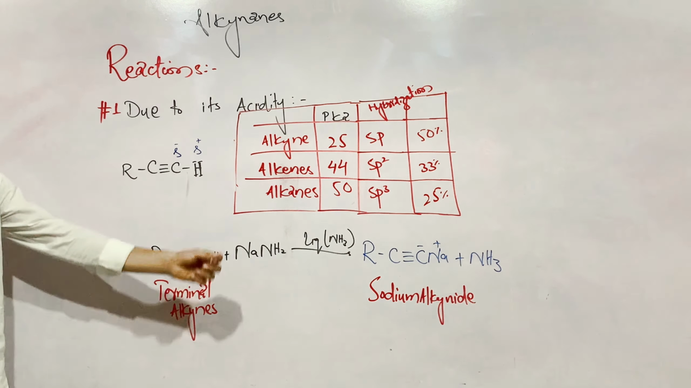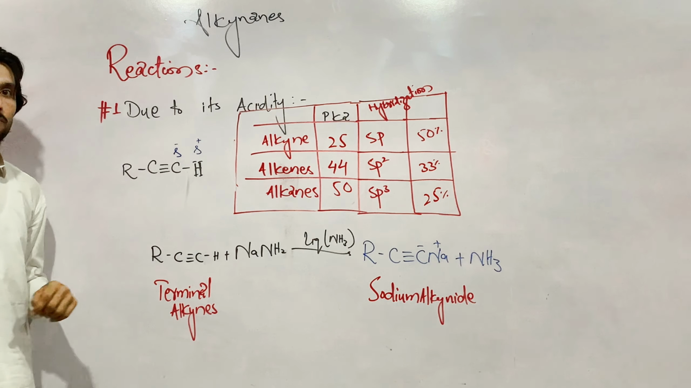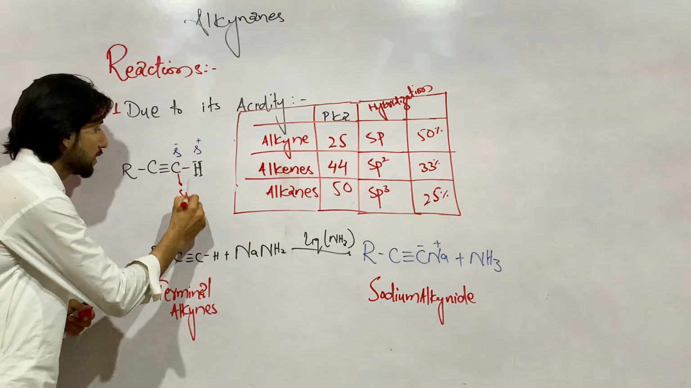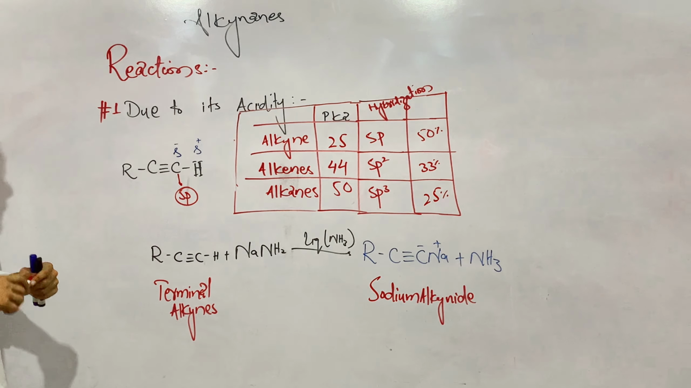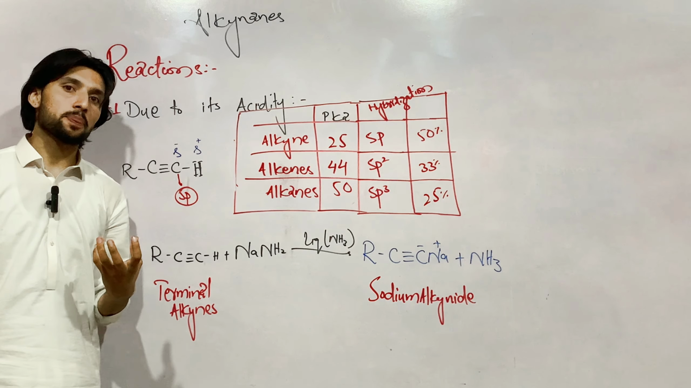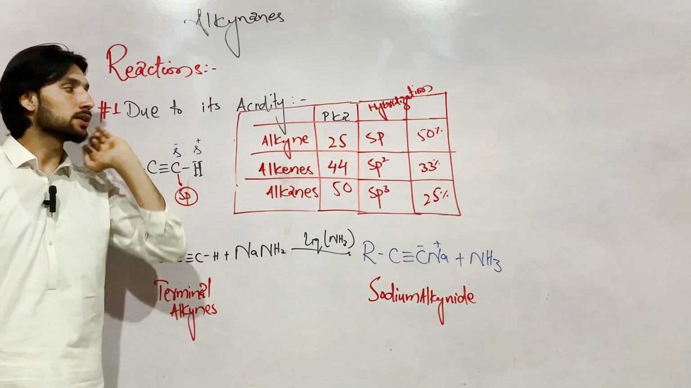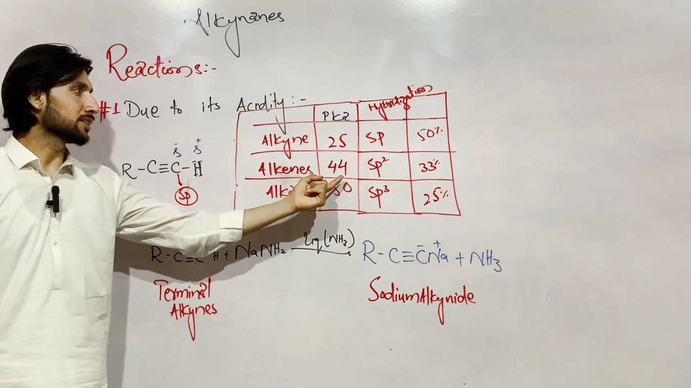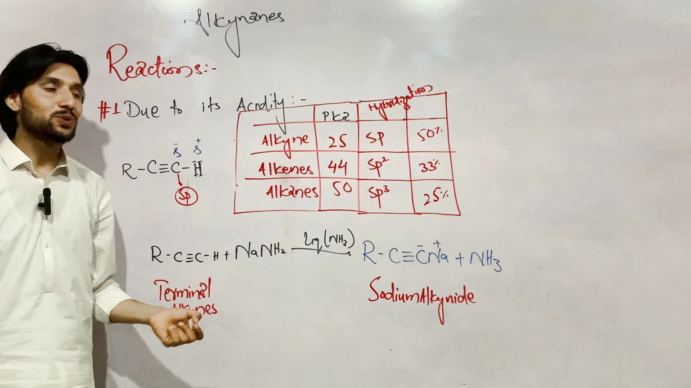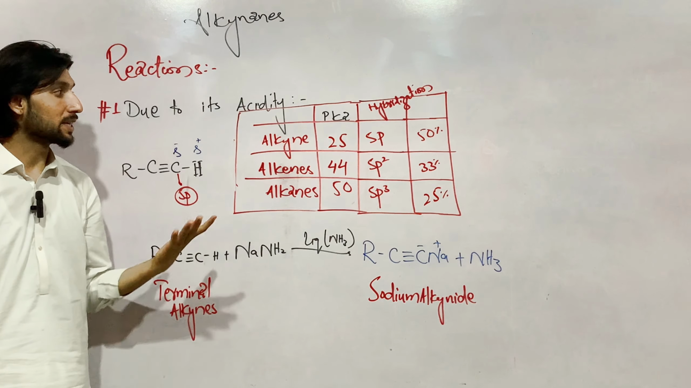Why? Because it is attached to the carbon through an sp hybrid orbital. Here the carbon is using its sp hybrid orbital, and that sp hybrid orbital contains 50% s character, and that makes them more acidic, more electronegative than its other counterparts. Like in alkenes, you will get a pKa value of 44. In alkynes, you get 25. So there is a hell of a difference. There is quite a big difference between 25 and 44 of pKa value.